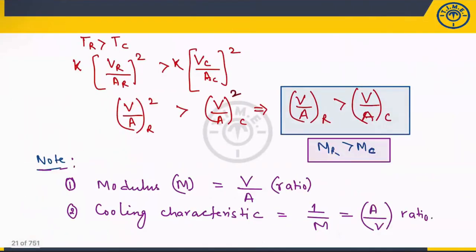Solidification. As we know, the solidification time of riser should be greater than the solidification time of casting. What is the solidification time? V by A. Now you have one important relation: V by A of riser is greater than V by A of casting. That means the modulus of riser should be greater than the modulus of casting. Modulus means the volume by area ratio. If they give the area by volume ratio, that is called the cooling characteristic, which is the reciprocal of modulus. Different parameters are used for defining these things. Modulus means V by A ratio. Cooling characteristic means A by V ratio.